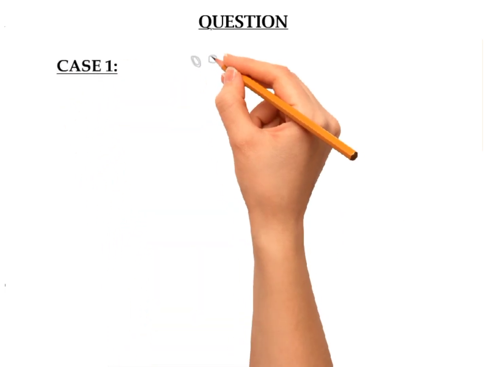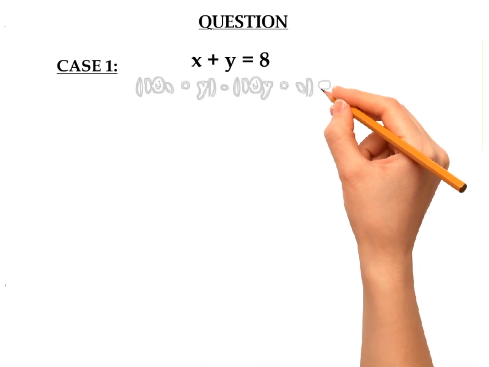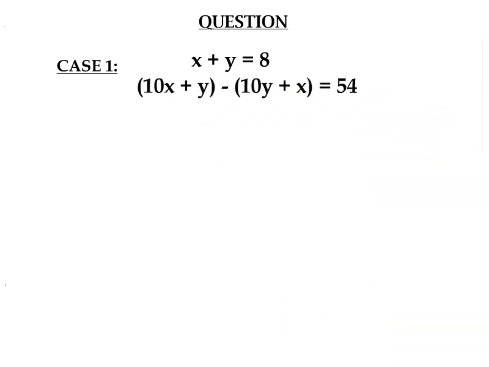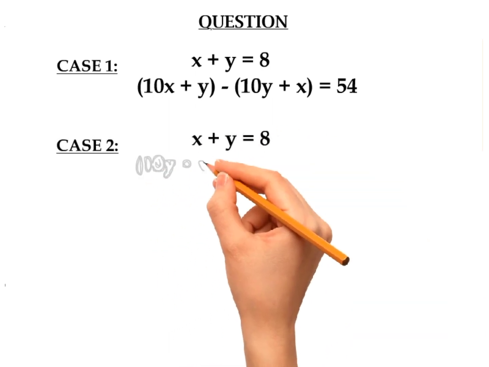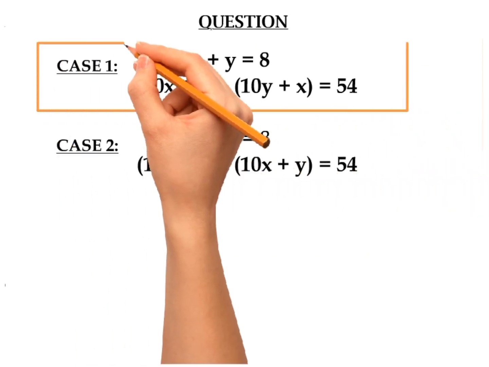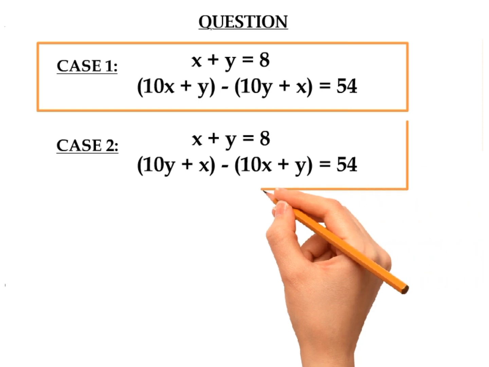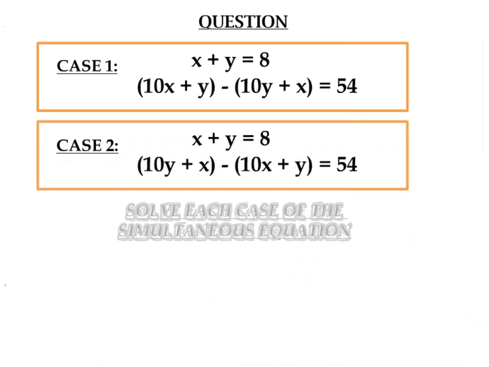The equations in the first case are x plus y equals 8, and 10x plus y minus (10y plus x) equals 54. Also, the second case is x plus y equals 8, and 10y plus x minus (10x plus y) equals 54. We need to treat the first as a separate case, where we solve for the values of x and y, and the same would be applied to the second case to get x and y.